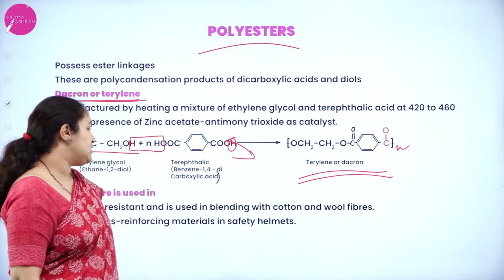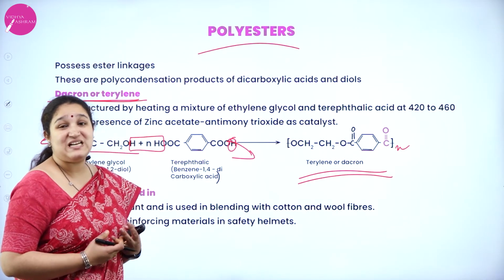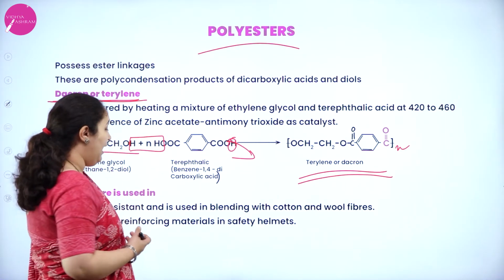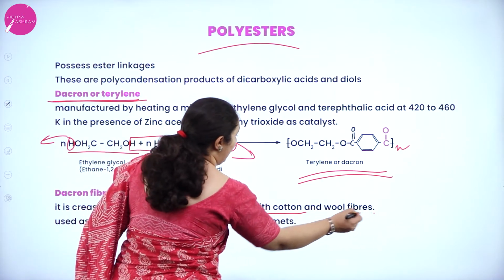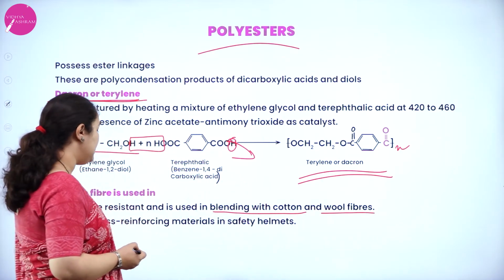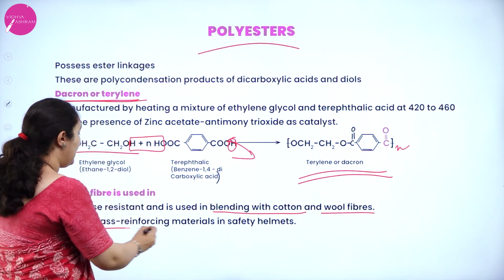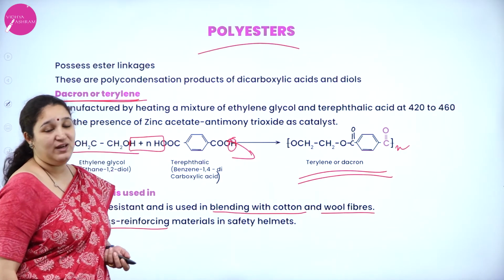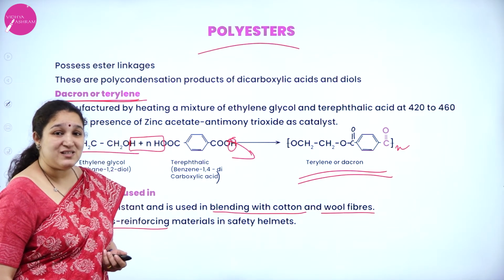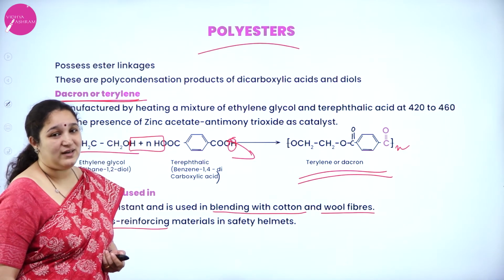What are its uses? This is the one which is crease resistant, and it is used in blending with cotton and wool fibers, and it's also used in glass reinforcing materials in safety helmets. So these are the uses of dacron or terylene.